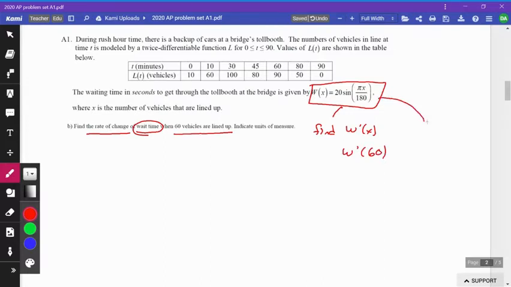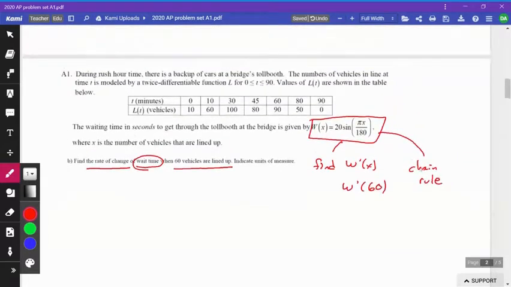Now when I take a derivative here, pay attention to the chain rule for what is inside the function. I want to indicate units of measure. So again, I like to take a look at w of x. Pay attention to x, which is the number of vehicles. So x here is going to be the vehicles, and w of x is going to be seconds.